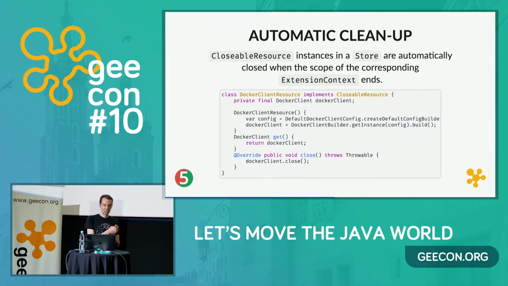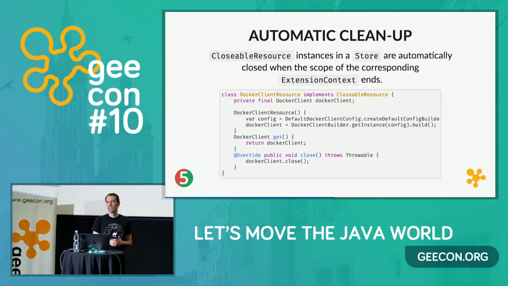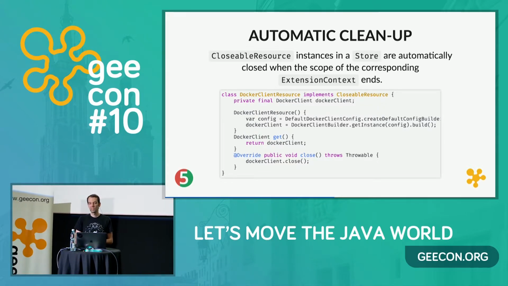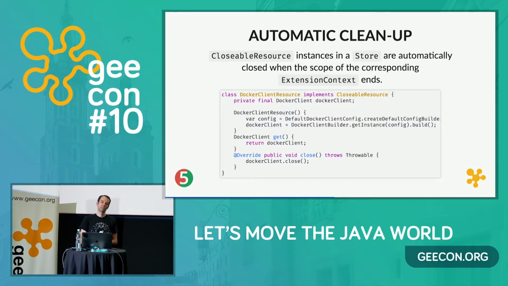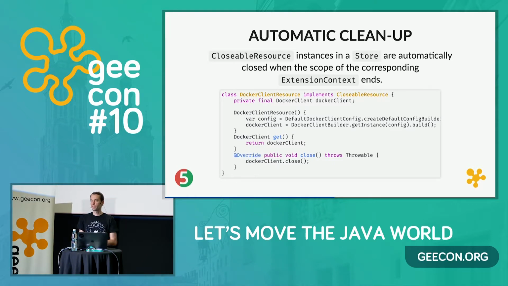You also get this. Since 5.1, you can put a closable resource, an interface that we provide, into a store, and it will automatically get closed when the store is closed. So basically, when we clean up, when the test execution is finished, we will clean up the store of the corresponding extension context and close all those resources, which makes it really convenient to put something in there without worrying about the cleanup.